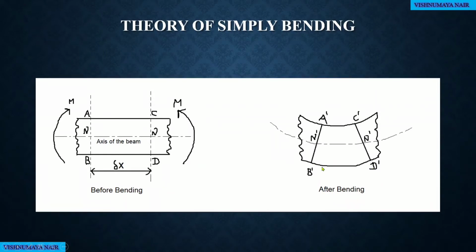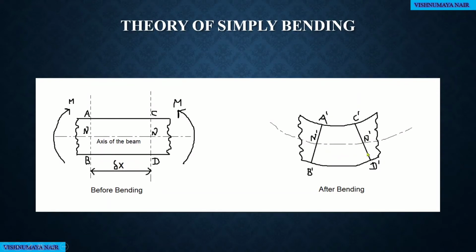So from this figure, it is very clear that all the layers of the beam which were originally of the same length do not remain of the same length anymore. What does that mean? See, consider this portion of the beam between these two sections AB and CD. In this portion, you can see that all the layers of the beam are of the same length, right? Consider this portion between A prime B prime and C prime D prime. Here you can see that the layers are not of equal length.